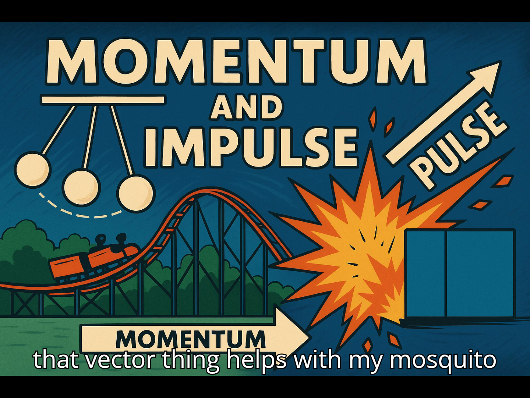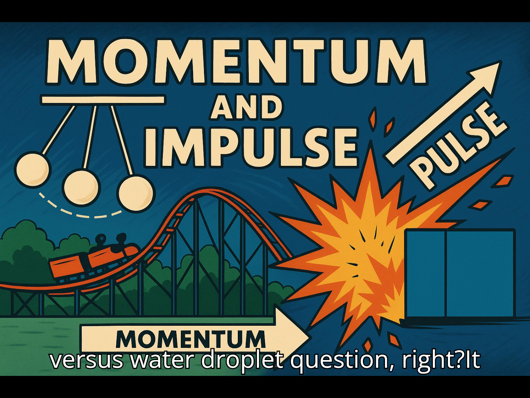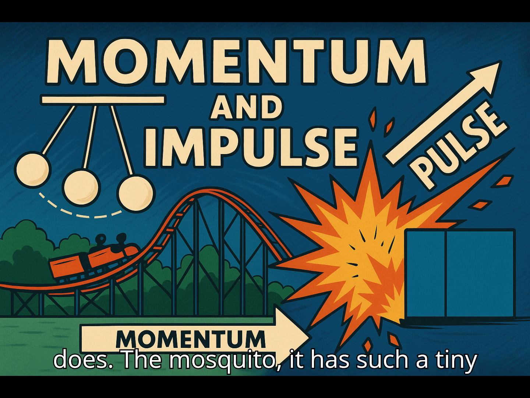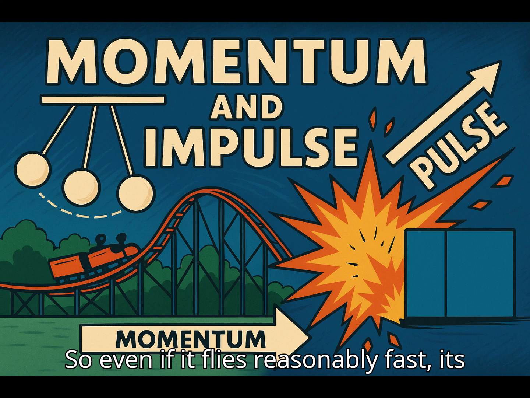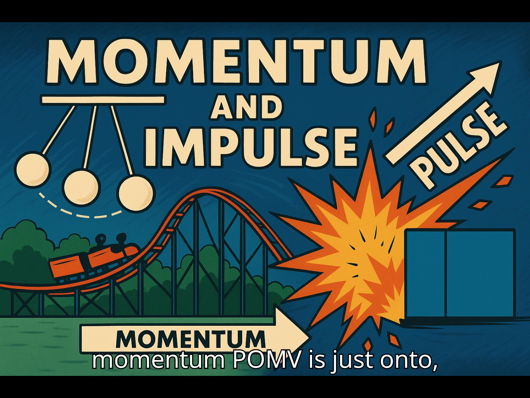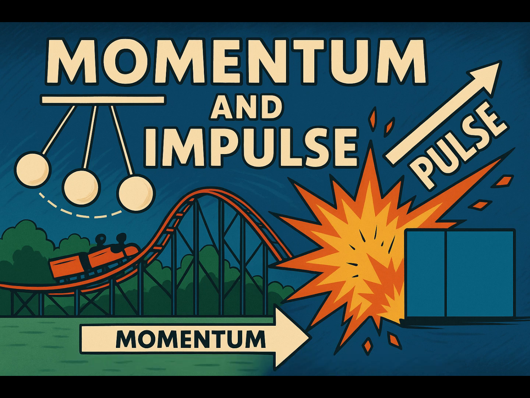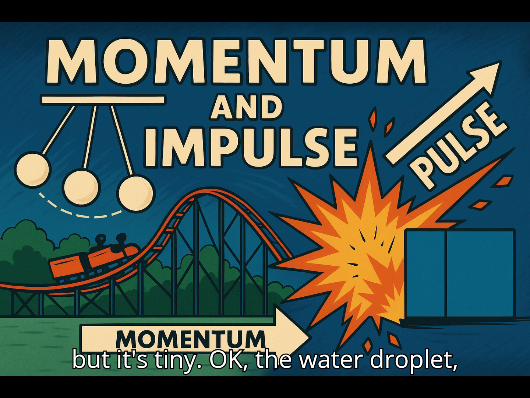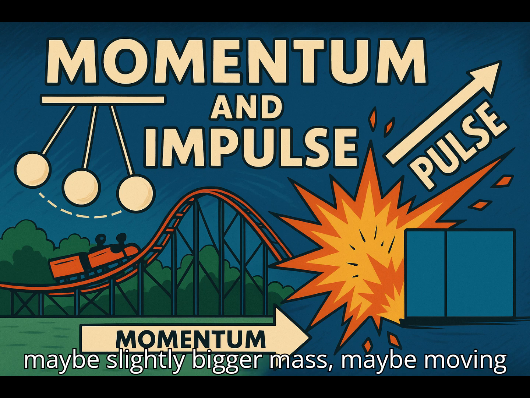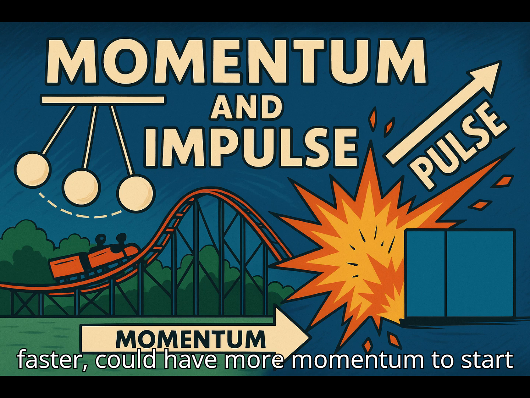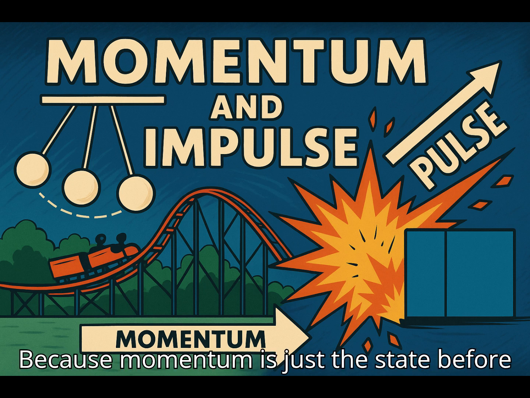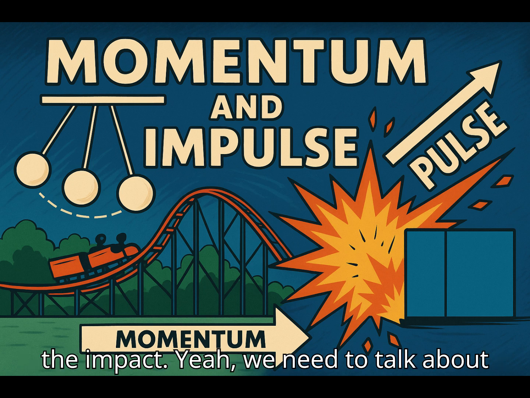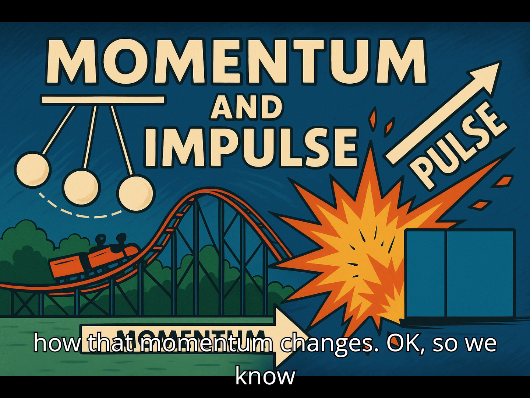Okay, so that vector thing helps with my mosquito versus water droplet question, right? It does. The mosquito has such a tiny mass, m is incredibly small. So even if it flies reasonably fast, its momentum, p = mv, is tiny. The water droplet, maybe slightly bigger mass, maybe moving faster, could have more momentum to start with. But you said that's only part of the story for the impact feeling. Right, because momentum is just the state before the impact. We need to talk about how that momentum changes.